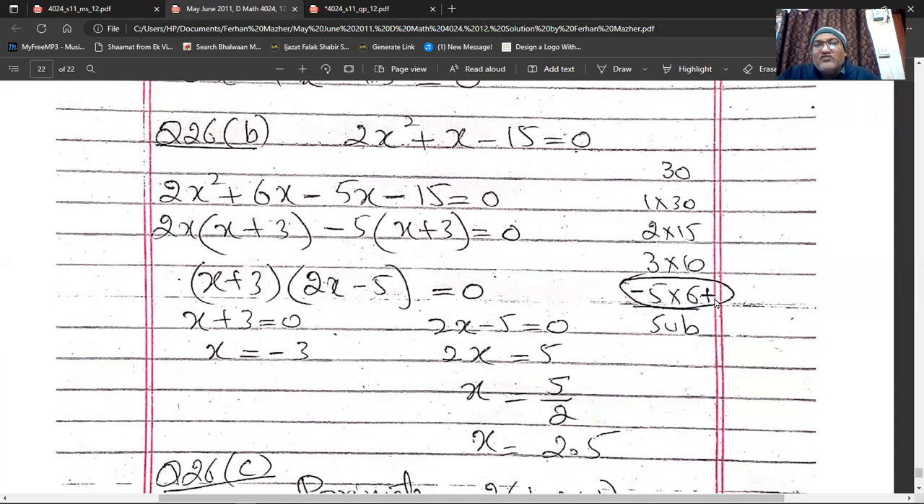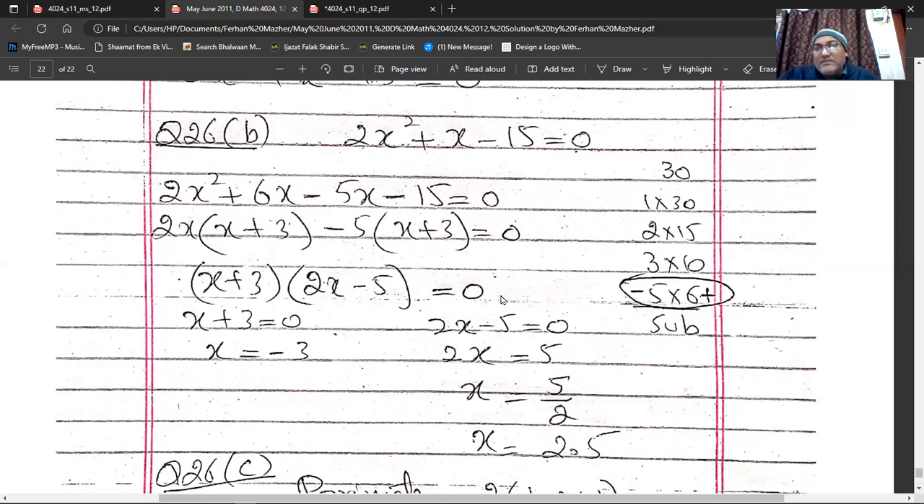Because we want plus 1, with the larger number I will put a positive sign, and with the smaller number I will put the negative sign. So I did the middle term breaking here: 2x squared plus 6x minus 5x minus 15 equals 0. From the first two terms, I will take 2x common. So in the bracket, I'm left with x plus 3. From the last two terms, I take minus 5 common. So in the bracket, I'm left with x plus 3. From these terms, the bracket x plus 3 is common. From here, in the other bracket, I will have 2x, and from here minus 5.